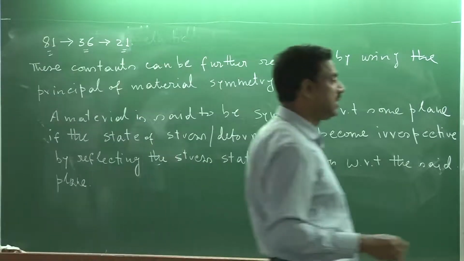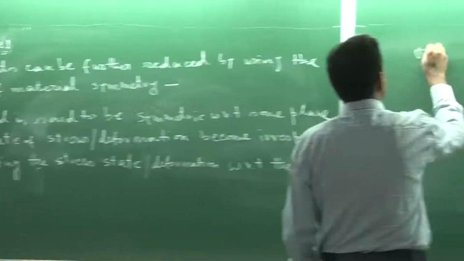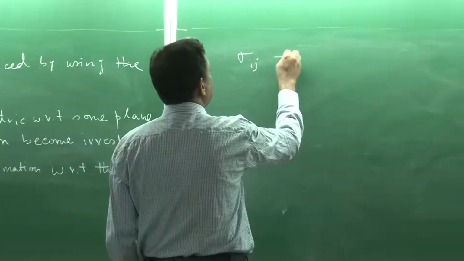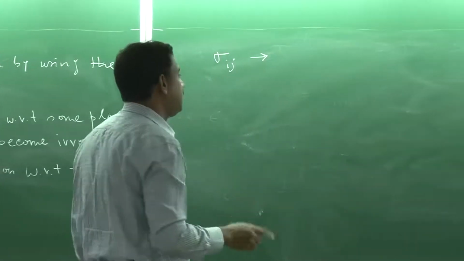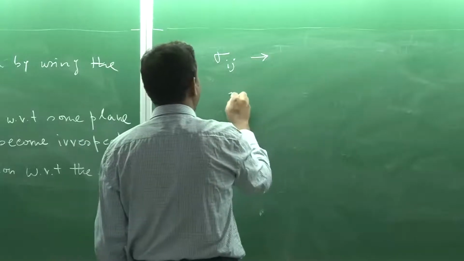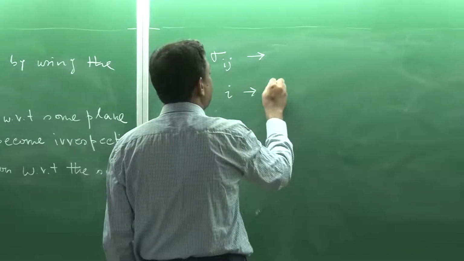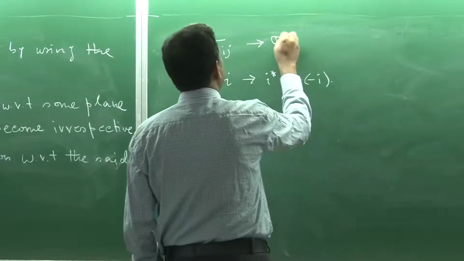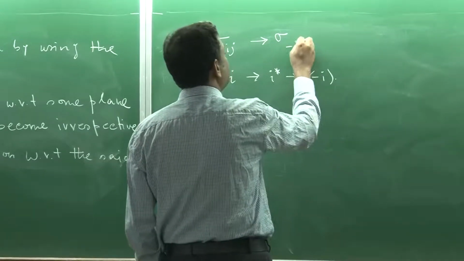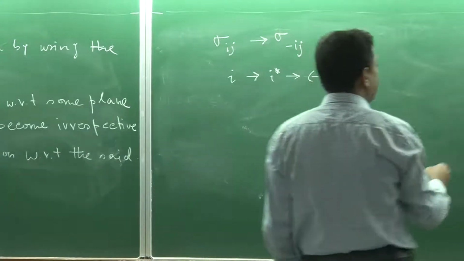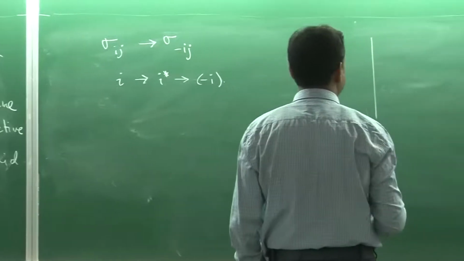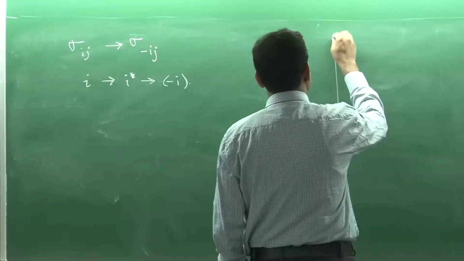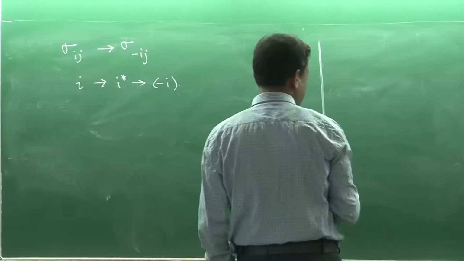Now, this is to explain, that means sigma_ij, right. So, it is i-th and z direction. Okay. So, if I am reflecting, I am changing to i star, and i star can be maybe minus i, right. So, sigma minus i, j. Okay. So, what does it mean? As for example, this is a material. Okay.